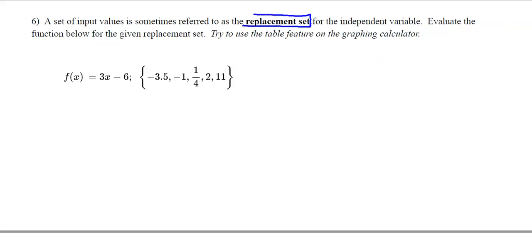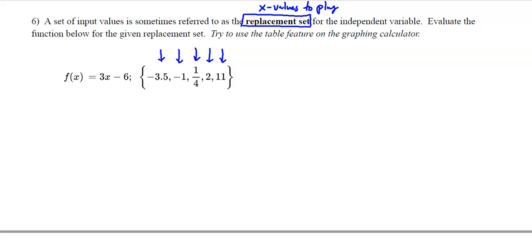They may give you a replacement set, and these are basically just x values to plug in, but the notation looks kind of weird for the independent variable. So we're going to evaluate the function below given the replacement set. Try to use the table feature on your graphing calculator. I don't want you to have to plug in all of these by hand, if you want to use the table feature.